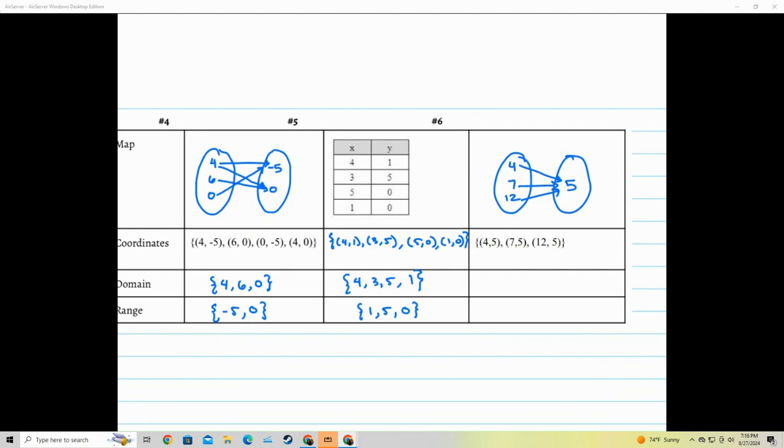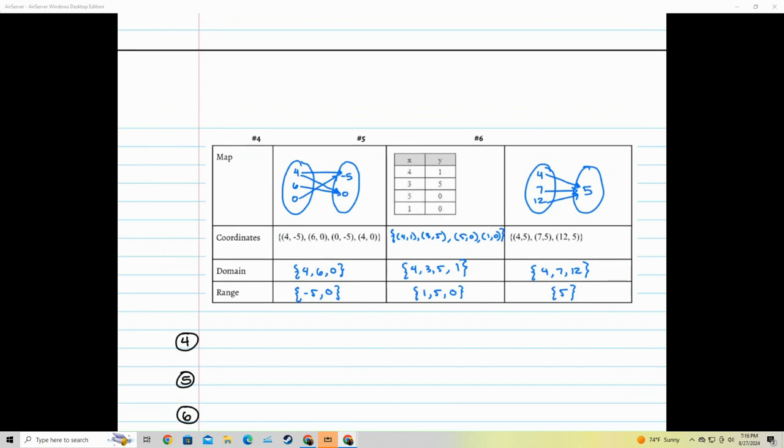What's my domain? My domain is the first set of numbers, so this is going to be 4, 7, and 12. My range is going to be the second set of numbers. Well, that's just the number 5. And we are done with this part of the problem.